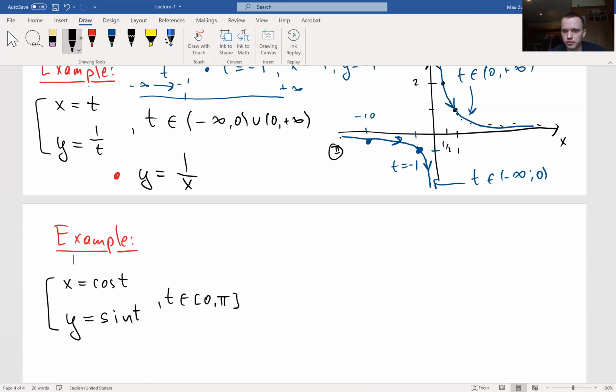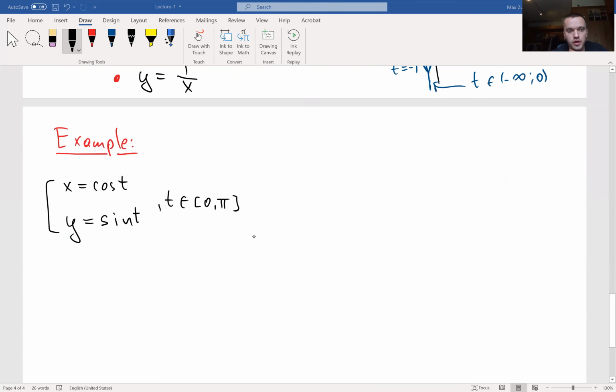What I want to do, for example, this example is what you're going to expect to do in homework. We have x equals cosine t, y equals sine t, and t changes between 0 and pi. So let's find the parametric graph of this parametric equation. For that, I'm going to use the second approach, which is eliminating the parameter.